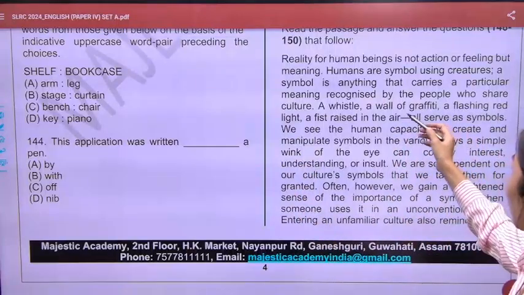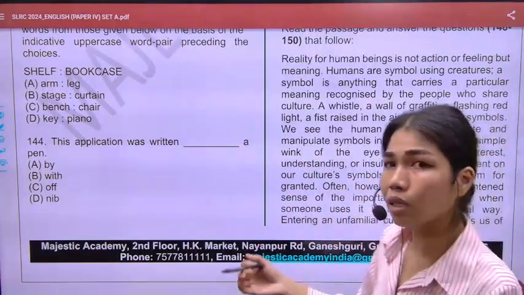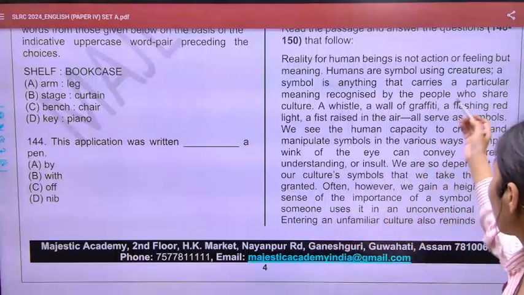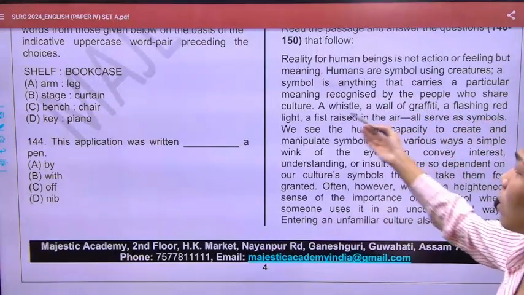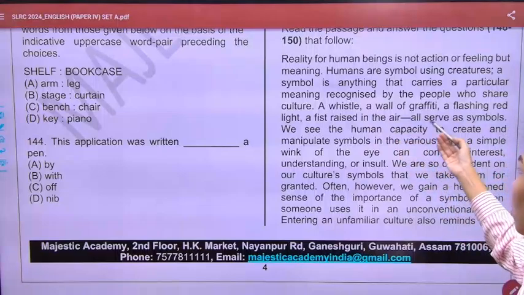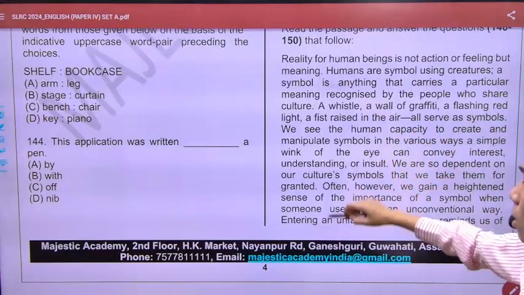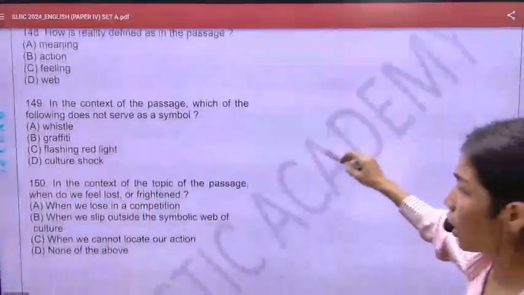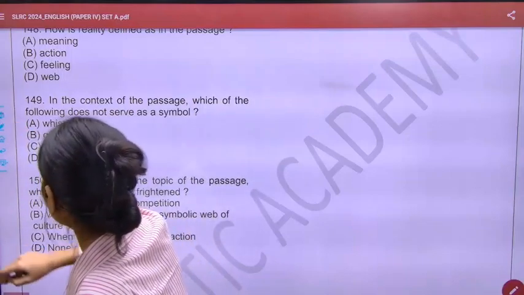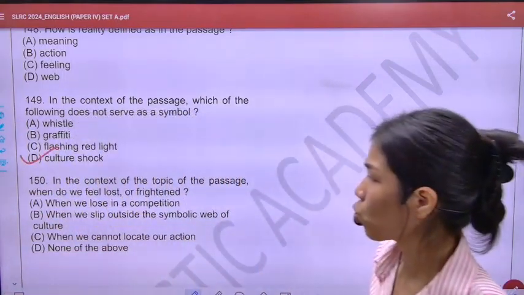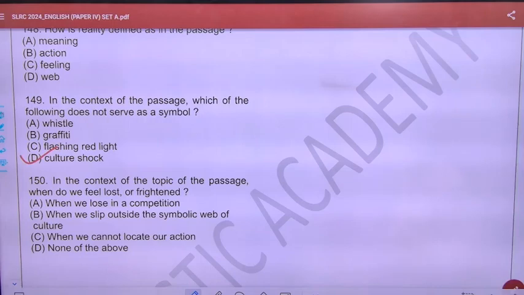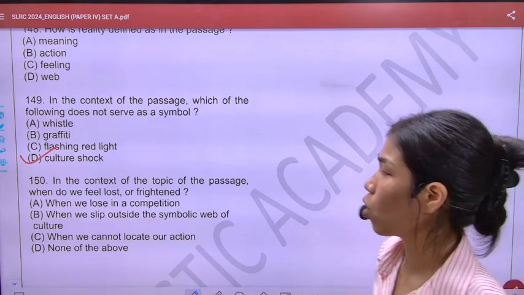So there are some words which they have said, it is a sign of signal, like what they have said, whistle, a wall of graffiti, a flashing red light, a fist raised in the air, and all serve as a symbol. Okay? So the option which is not given is your option number D, culture shock. Okay? Next one, in the context of the topic of the passage, when do we feel lost or frightened?